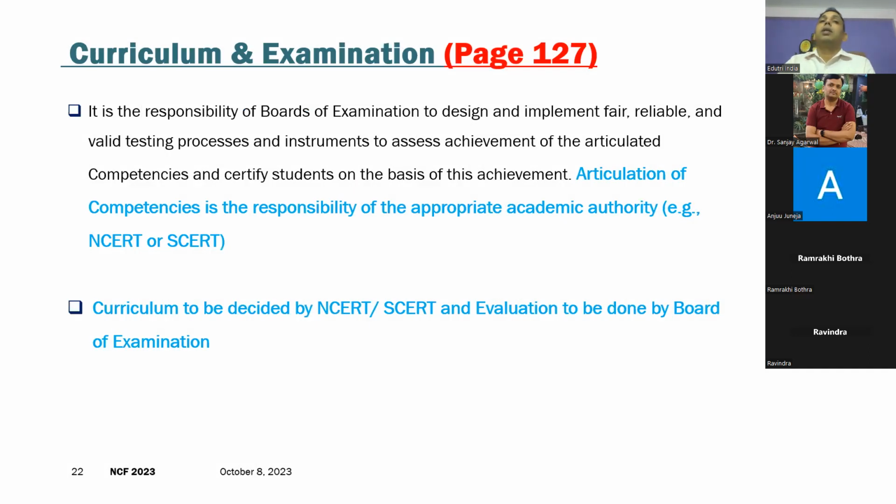Now, here is a very important thing: every year there is a confusion. CBSE has not given the curriculum. Every year, what happens? CBSE's syllabus has not come, syllabus has not come, syllabus has not come.